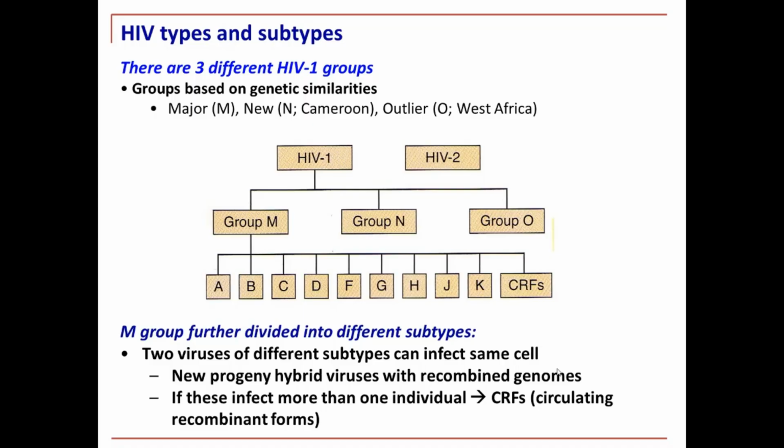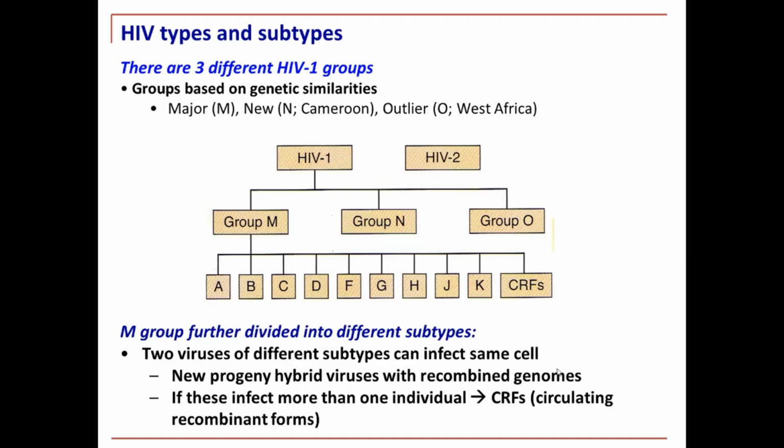So, as you might expect, two viruses of different subtypes, whether they're A, B, C, D, etc., can infect the same cell type. And then what happens if you get infected with a type A and a type B, for example, you can get new progeny hybrid viruses with recombined genomes. And if these go on to infect more than one individual, they go on to form the CRFs, which are circulating recombinant forms. So recombinant versions of A, B, C, D, E, F, G, H, J, etc.